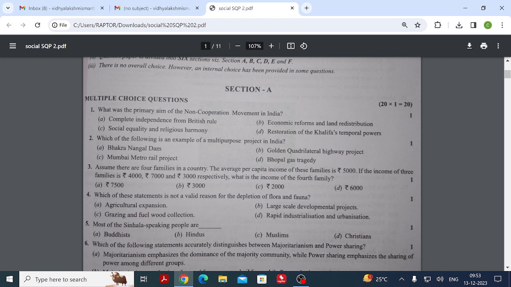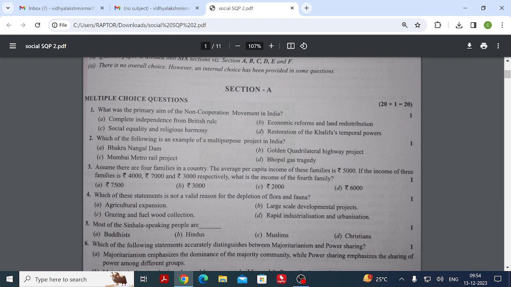What is restoration of Khalifa's temporal powers? Is it so? Okay, that is the primary aim. Just take your history book, it's clearly given there, in the non-cooperation movement at the initial pages.